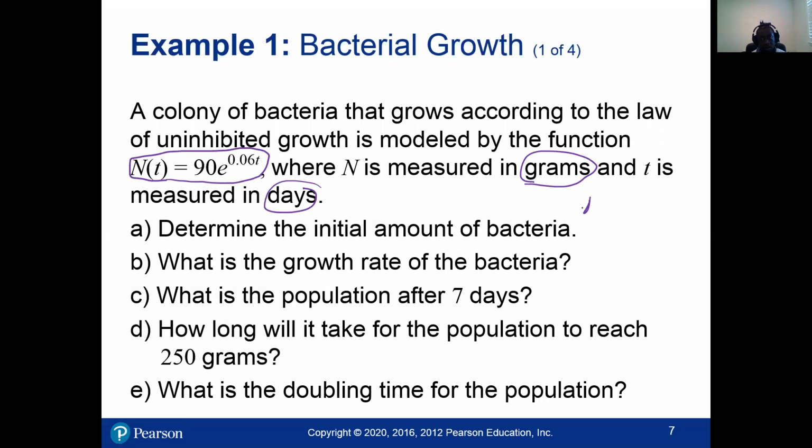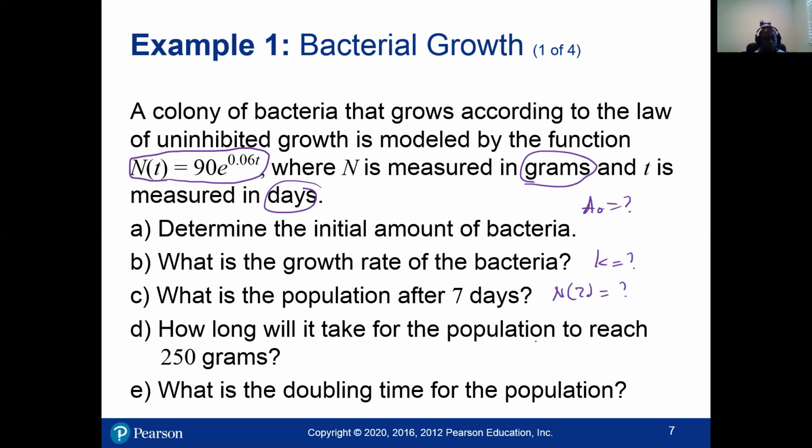That means, what is N naught? That's a question. What is the growth rate? In this case, what is our k? What's the growth rate of the bacteria? And then what is the population after 7 days? That is, what is N of 7 days going to be?